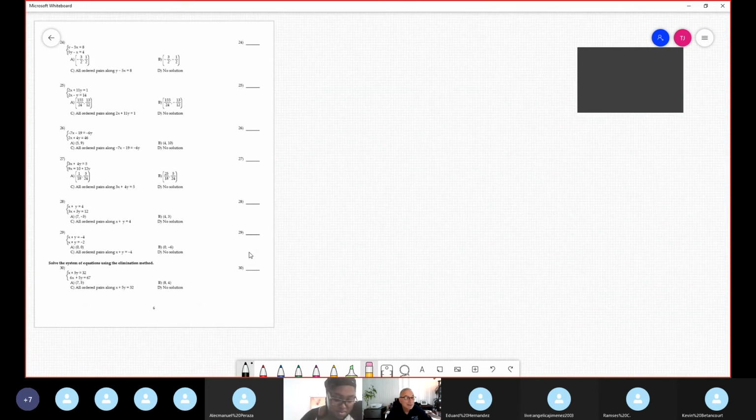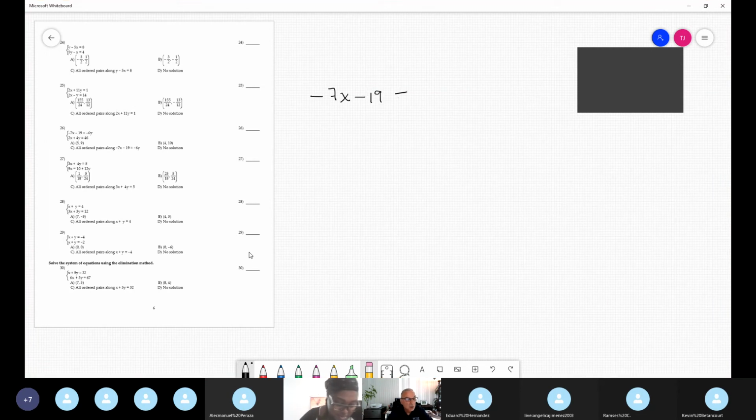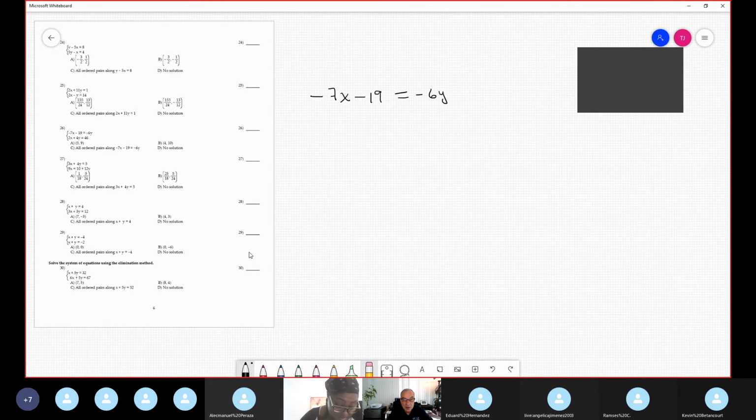26 is minus 7x minus 19 equal minus 6y. Wow, weird equation. 2x plus 4y equal 46. This is my system, completely crazy, completely disorganized. However, I have no coefficient of 1 or negative 1.